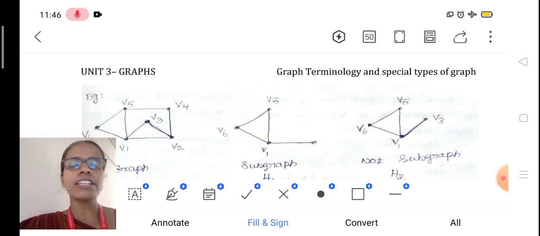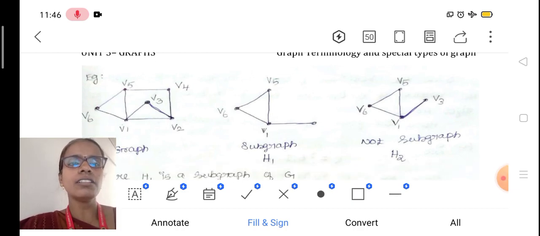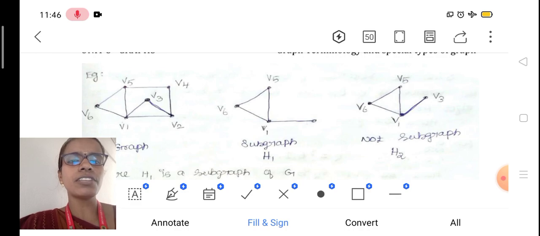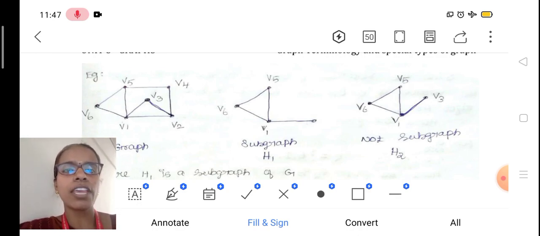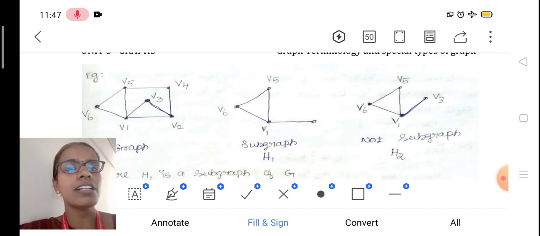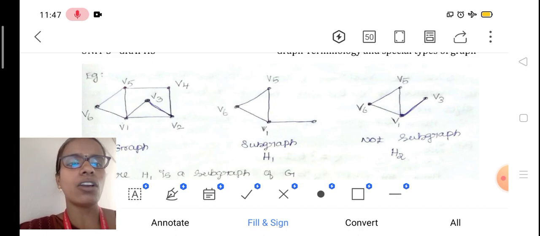So already we are in special types of graph. You can see, just what is meant by a subgraph, and we are going to see a few graphs. How to find the subgraph of a graph. So for this graph, we are going to find the subgraph. That means we can find a few subsets of V and E, not all. So we are taking here V6, V5, V1 and V2.